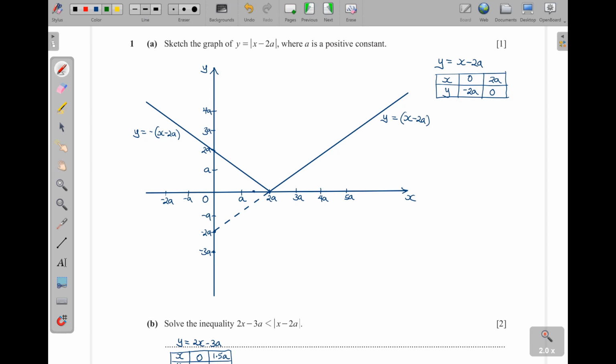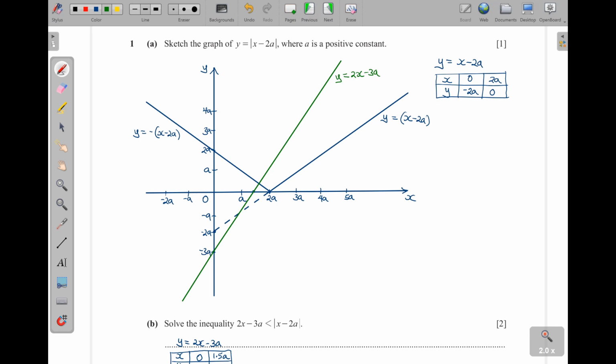This one actually goes beyond the what? The x-axis. So for which I will not dot it, or I will not reflect it in the x-axis, because it doesn't have the inequality sign. So I can extend it just like that. So this one here is for y, which is equal to 2x minus 3a.